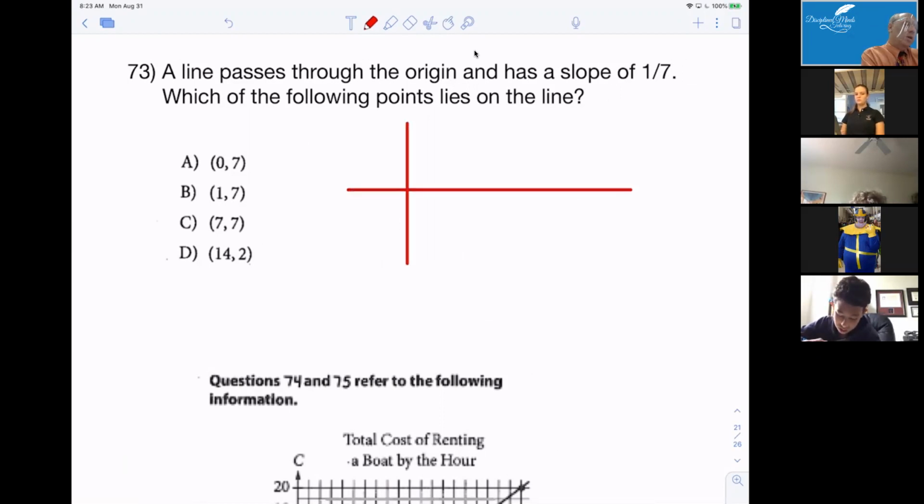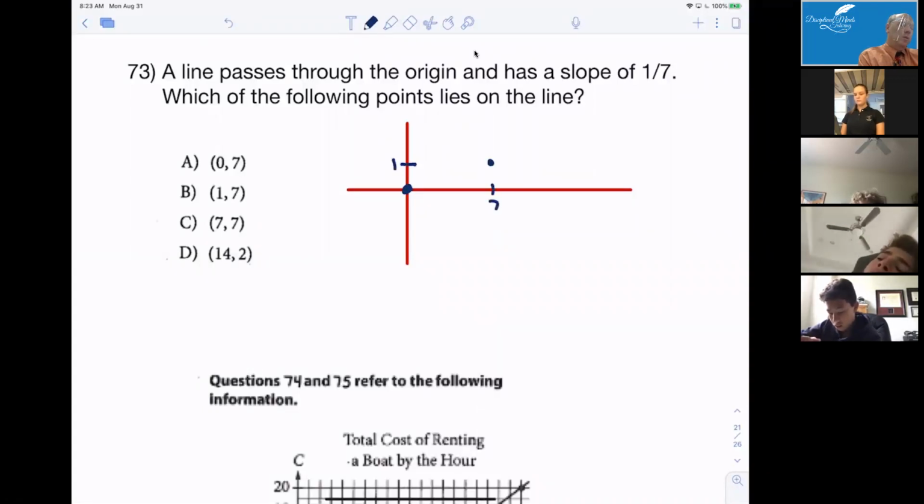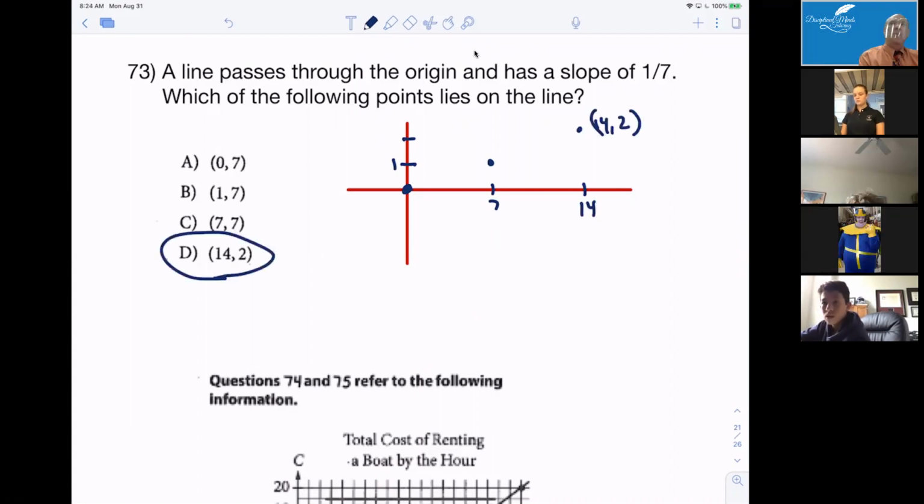That's exactly correct. So it goes through the origin. So I plot a point. Then what do I do? Yeah, if I go up 1 and over 7, this is 1 and this is 7. So now what am I going to do? Do that again. I'm going to go up 1 again and over another 7, which is this point right over here. And so that is beautiful work, 14, 2. Thank you. If you saw that real quick, I'm really proud of you for that. Again, these are right off the SATs.